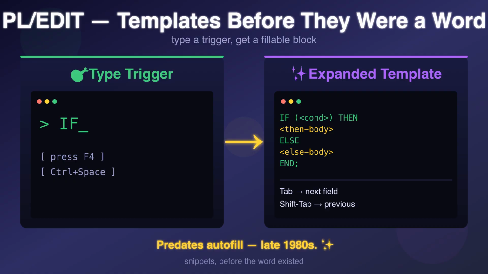PL Edit was a template editor. You typed a short trigger like IF and pressed F4. The editor expanded the trigger into a full if-then-else block with blank fields to complete. Tab moved forward. Shift-Tab moved back. This predates autofill. PL Edit did this in the late 80s.